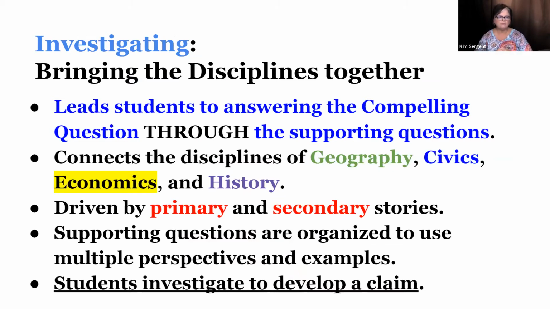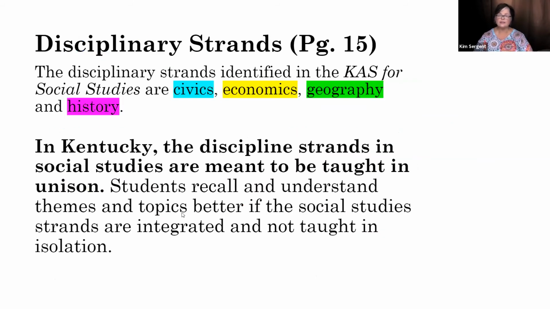But look at the bottom. As students investigate, it helps them to develop a claim. We are no longer teaching things, as I mentioned earlier, just to have kids memorize and duplicate them. What we're having kids do is develop an understanding so that they can create their own claim. You're going to see how we're going to do that within the lesson today. The big thing is it's driven by primary and secondary sources, both of them. And you're going to see how we're going to interact with your kids with primary and secondary sources.